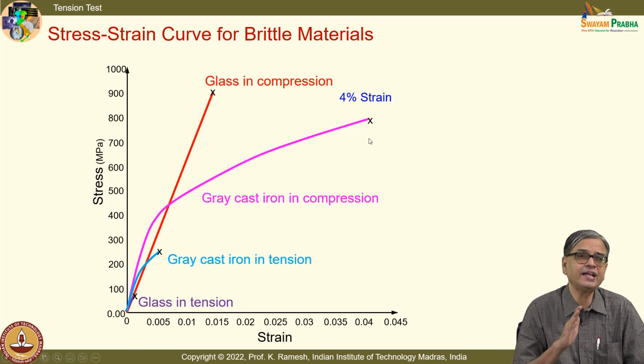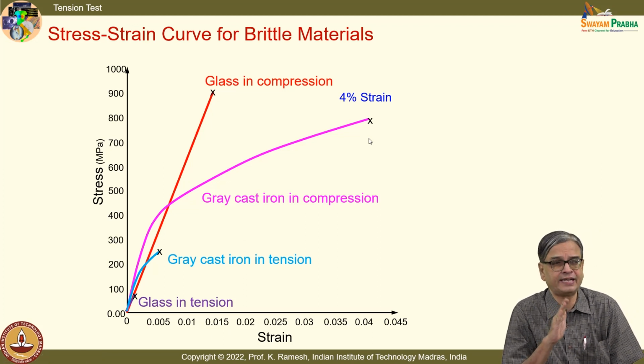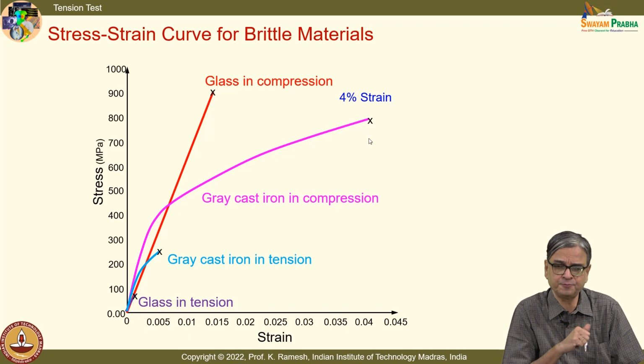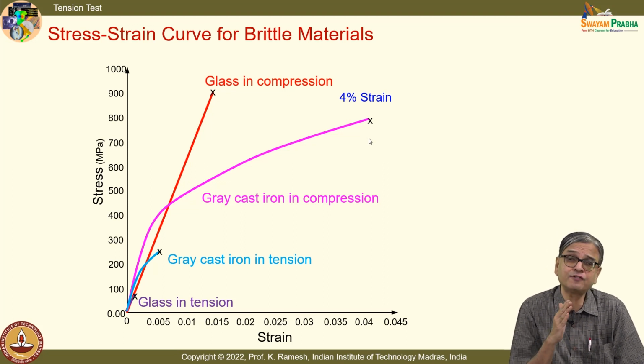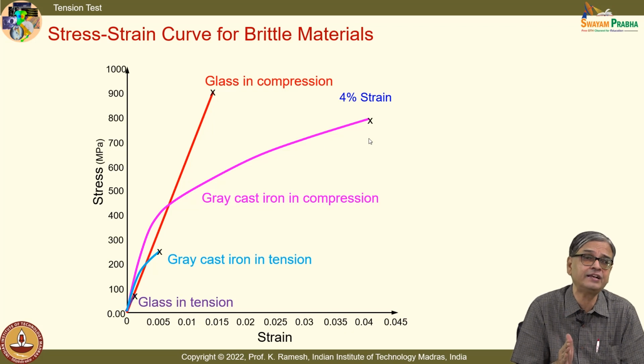So the striking observation is when you perform a test, the test tells you brittle materials are very strong in compression, they are very weak in tension, and the level of strain that they can withstand is much smaller when you compare it with the ductile material. The next one we will see the ductile material.